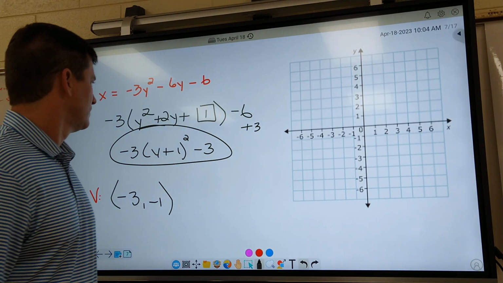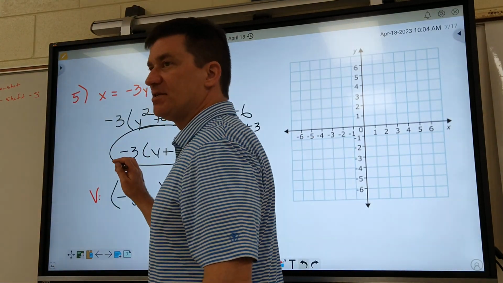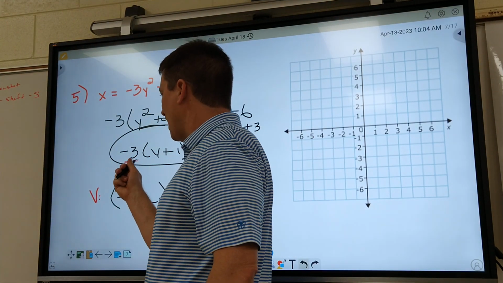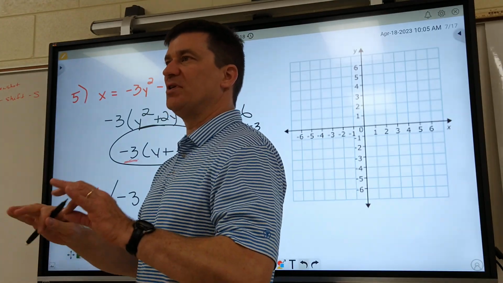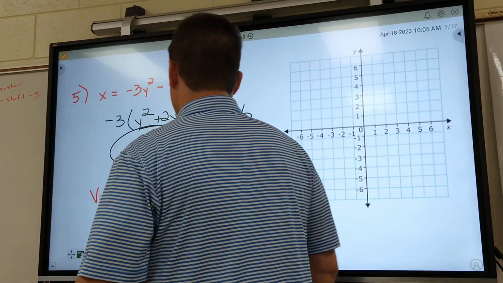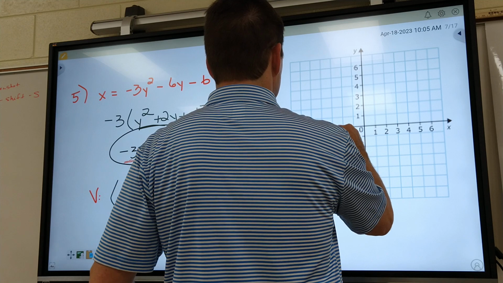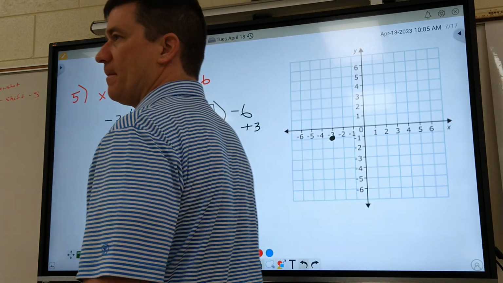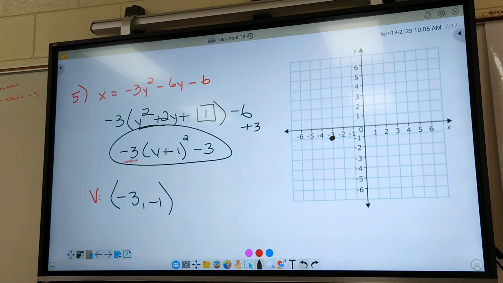What do you do with that -3 on the front? Okay, the only thing this is going to help is when you plug your numbers in the calculator, that's when you'll use the -3. Okay? So -3 down 1 is right here. Here's my point. There's my vertex.